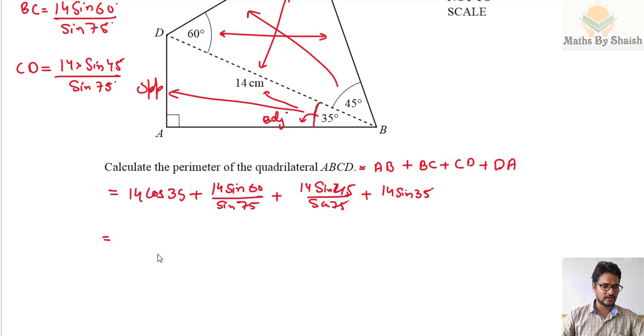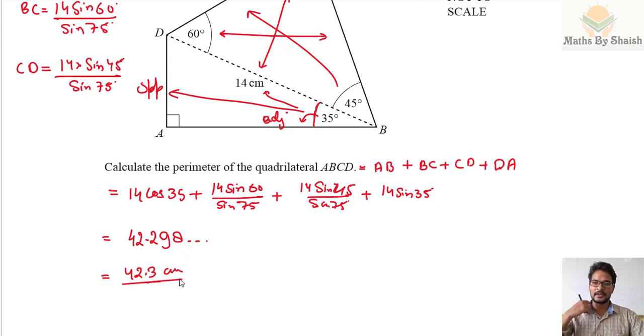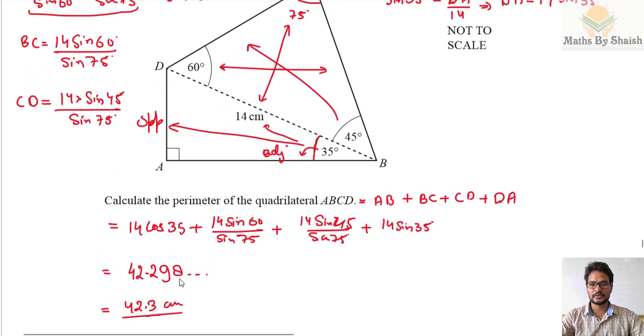This gives us the value as 42.298 and so on. So we can say it is going to be 42.3 centimeters. That's the perimeter of this quadrilateral. I hope it is clear. Let's do the next question.